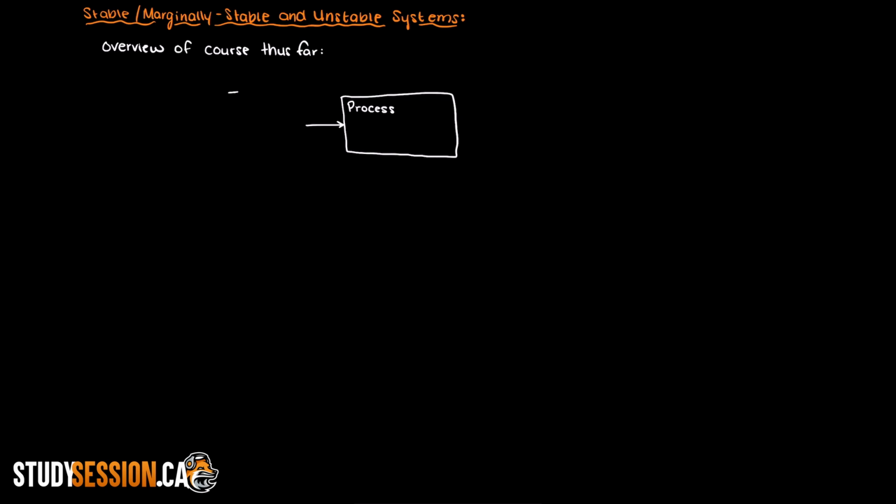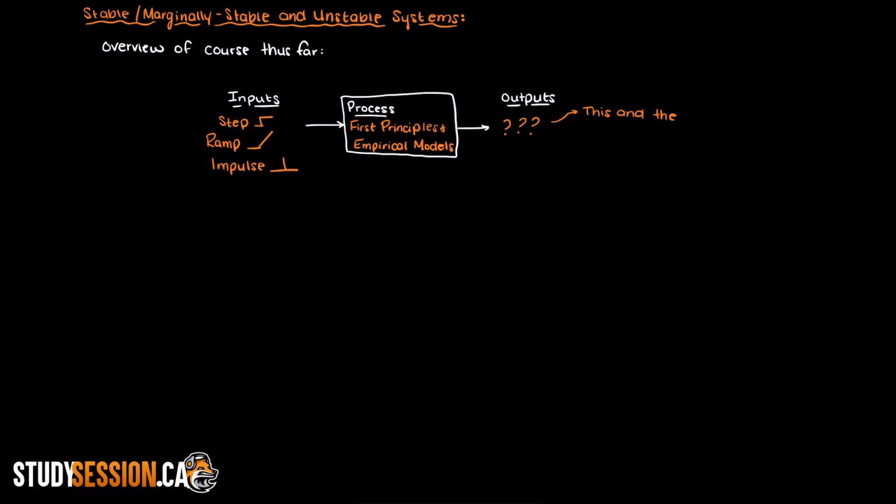different potential inputs to our control systems, these being things like step, ramp, and impulse signals. We've also discussed how to develop models using first principles, and a bit about empirical models. Now, we are ready to talk about the various outputs that we can receive from a control system.